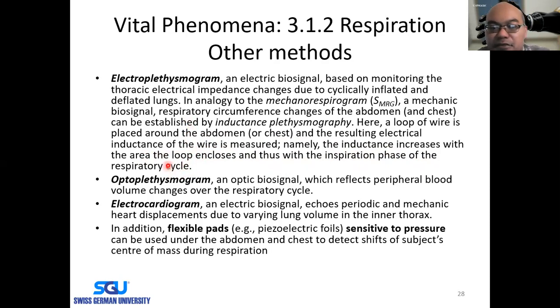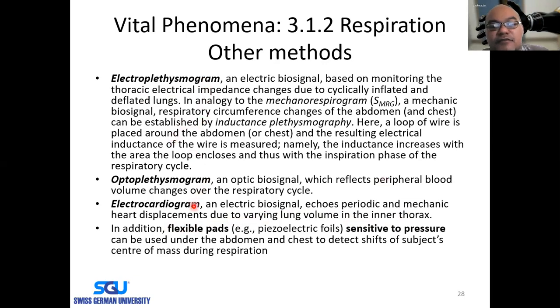We can also measure respiration using the optoplethysmogram, an optical biosignal, which reflects the peripheral blood volume changes over the respiratory cycle. Then we can measure using ECG, the electrocardiogram, an electric biosignal, which echoes the periodic mechanical heart displacement due to the varying lung volume in the inner thorax. Of course, it needs some signal processing to be able to discriminate the signal coming from the respiration and the one coming from the heart.